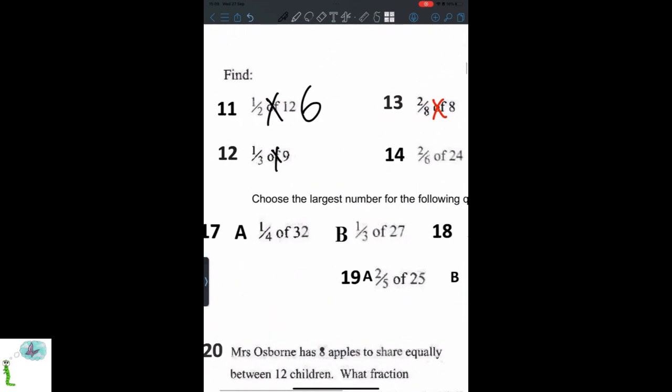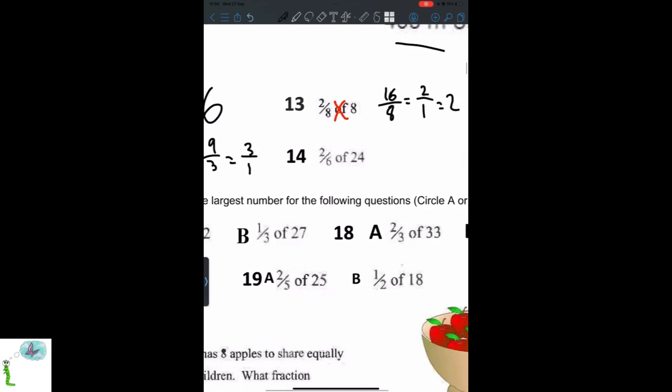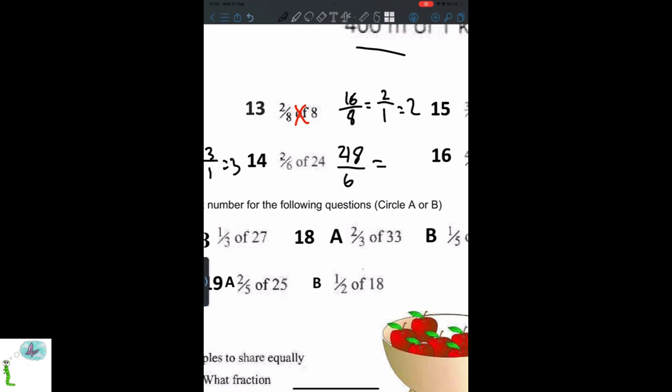Question 12, 9 over 3. Yeah, again, just times it. You're going to get 3 over 1. So your answer is 3. 2 over 6. 2 times 24 is 48. And what you have to do is simplify that. You're going to get 8 over 1, which is 8.